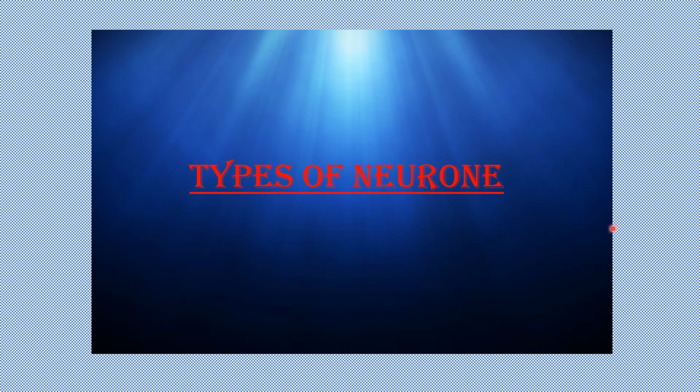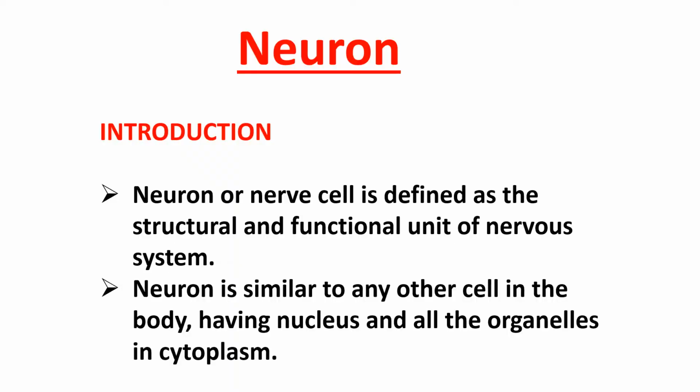Hello everyone. Today I am going to discuss the types of neuron. So first of all, the introduction of neuron. What is the neuron? Neuron or nerve cell is defined as the structural and functional unit of nervous system.